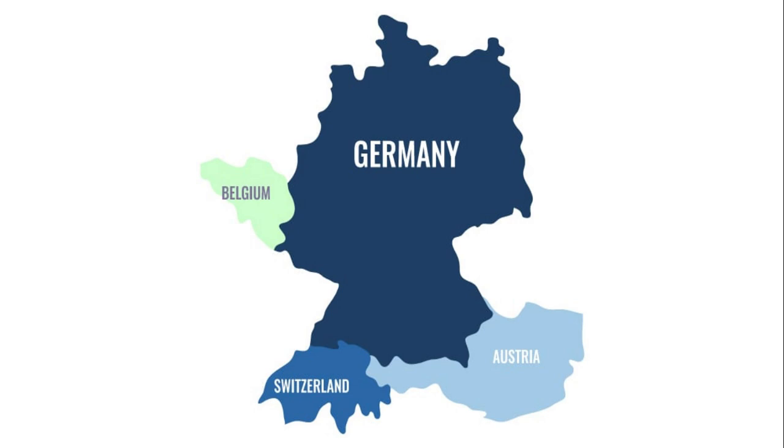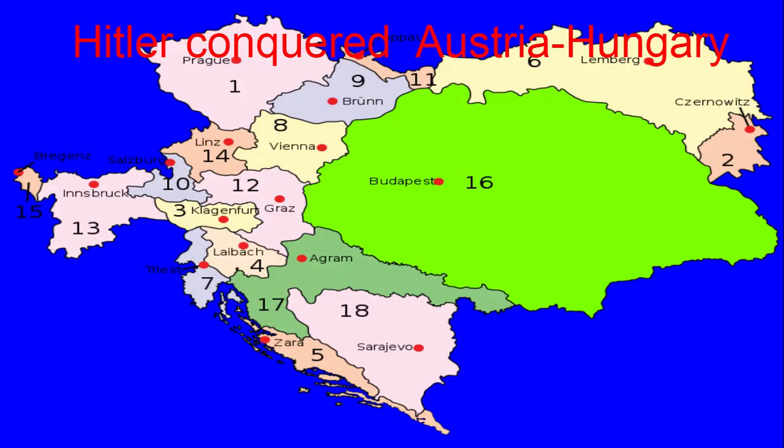Then, Hitler's dream was to combine all the German speaking countries into a single country. He wanted Switzerland, Austria, Germany, and Belgium to become a single country. To make this dream true, he conquered Austria and Hungary. It was a very easy conquest.